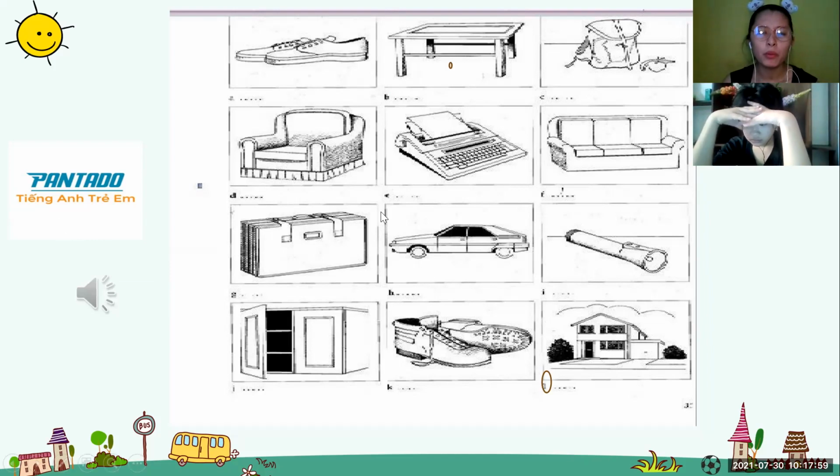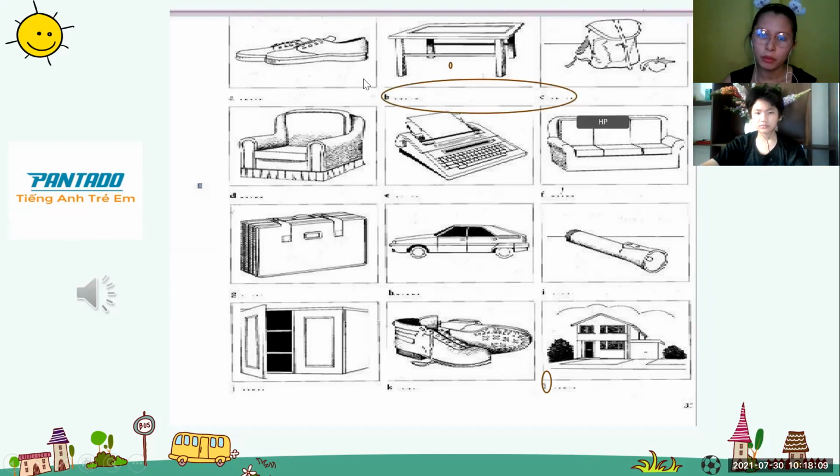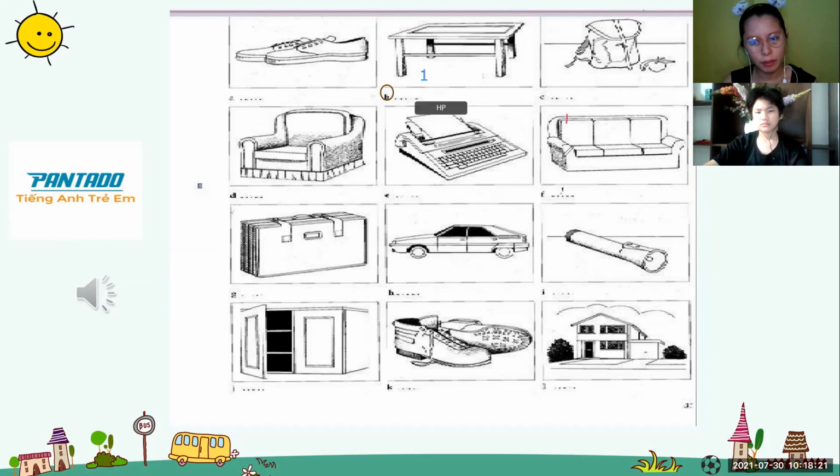Okay, where is your number 1 there? Oh, that's your number 1. I don't see that you write number 1. You write numbers inside the picture. Like this, you write number 1. For example, this is number 1, you will write number 1. Okay, good, there you are. How about number 2? Where is number 2 there?